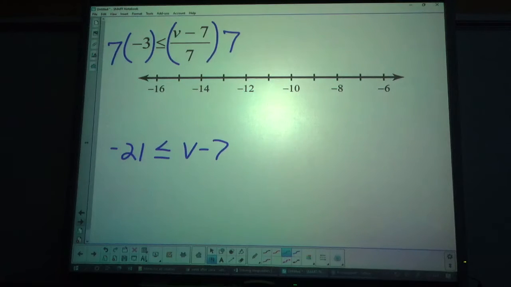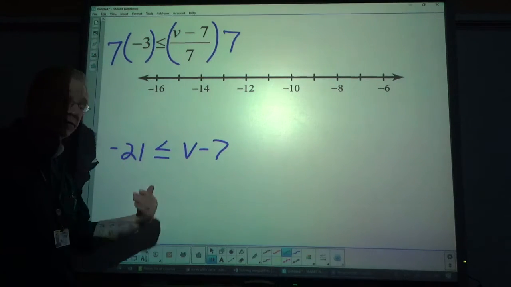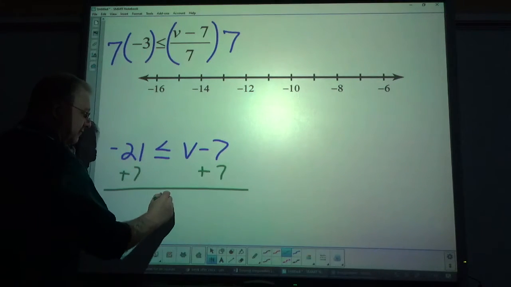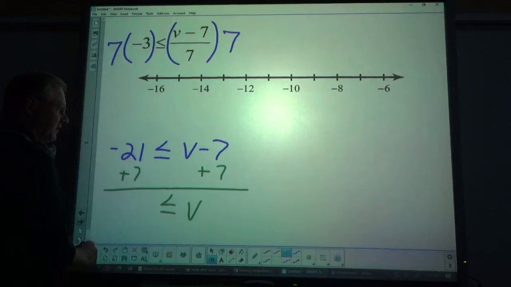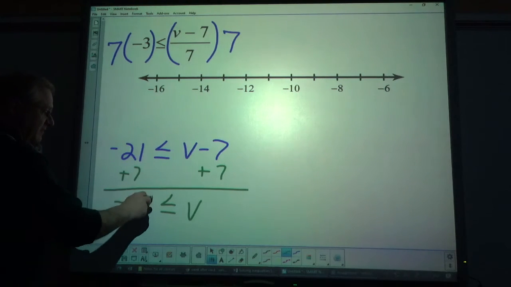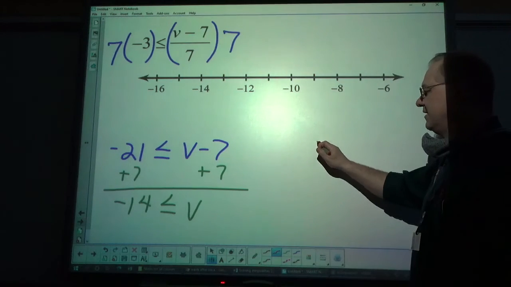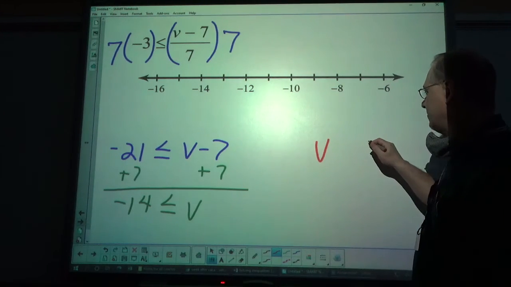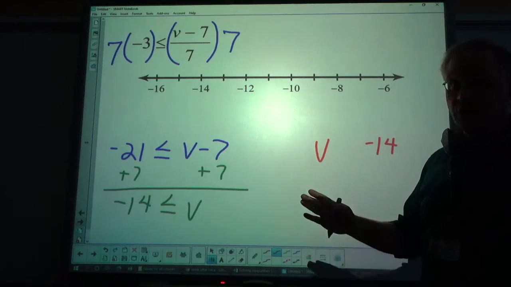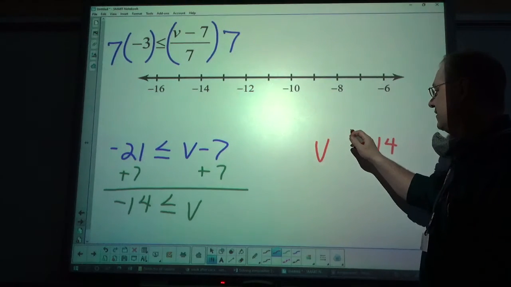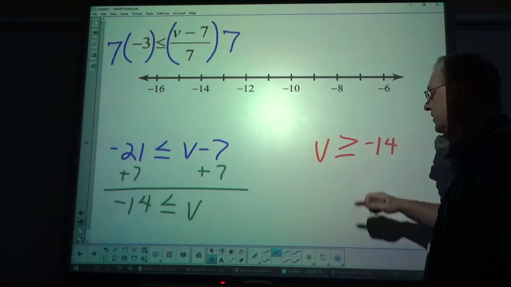Now again, I'd like to have my variable on the left, but you could solve first and then move it, or you could move it here. It's up to you. You could add 7 to both sides and have the inequality symbol with v over here, and this gives us negative 14, and then turn it around and say v. Now when I swap sides like this and I've done no operations, I have to turn the symbol around. So it was less than or equal, so now it's greater than or equal to.